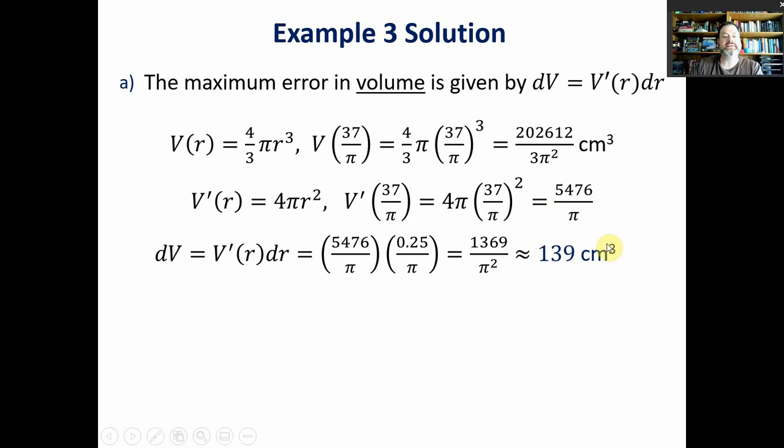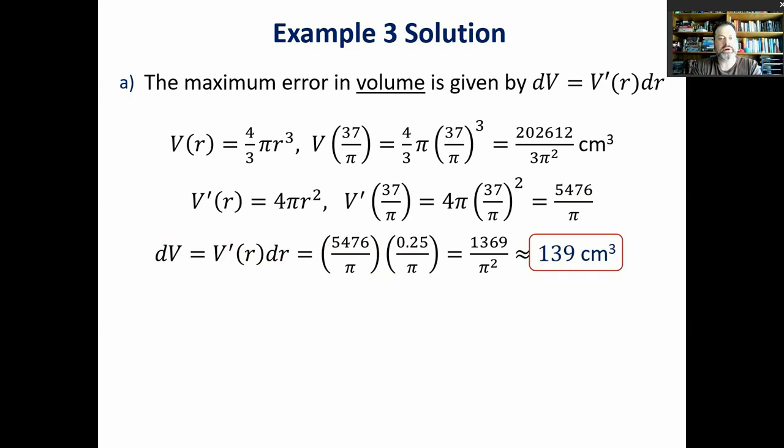Now I set up my differential equation here, and then I just plug in everything I know. So I know V prime of r. That's 5476 over pi. I know dr, found it on the previous slide with the preliminary calculation. That goes here. Crunch everything all the way across. Now for a final answer, go ahead and round it.